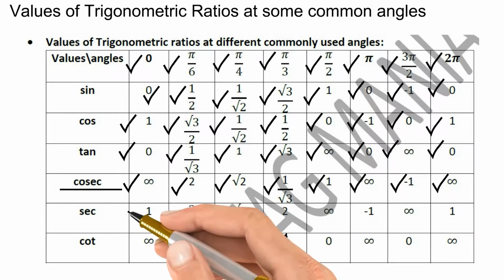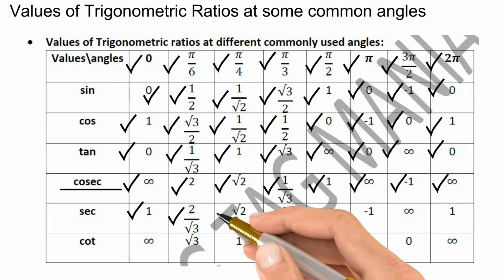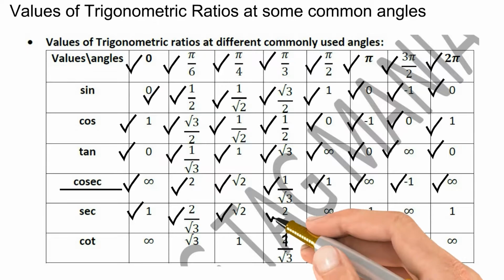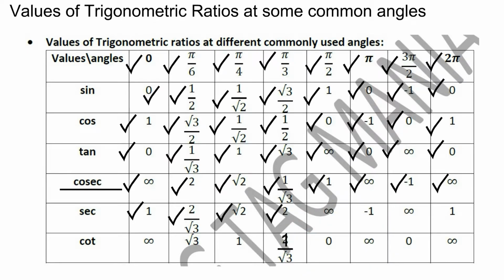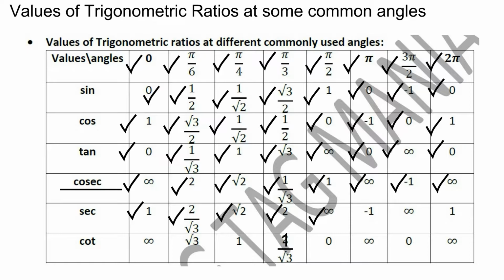Next, the value of sec of 0 degree is 1. The value of sec of 30 degree is 2 by root 3. The value of sec of 45 degrees is root 2. The value of sec of 60 degrees is 2. The value of sec of 90 degrees is infinity or undefined.